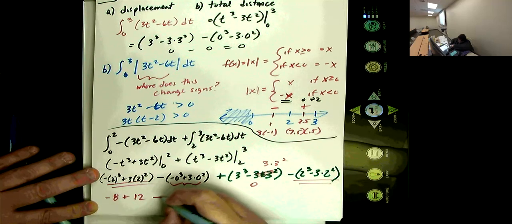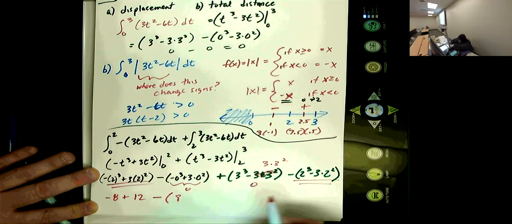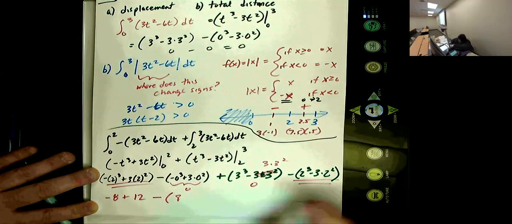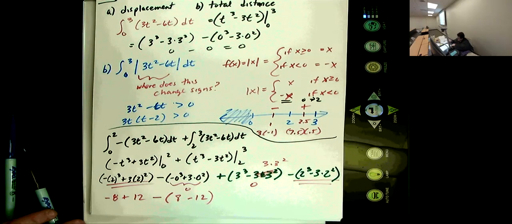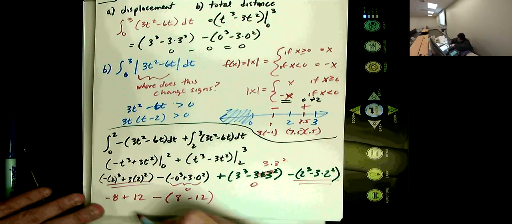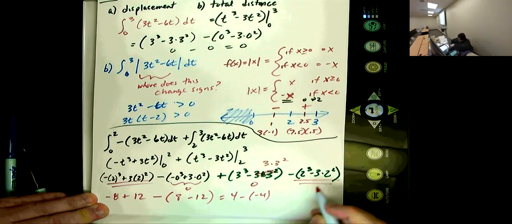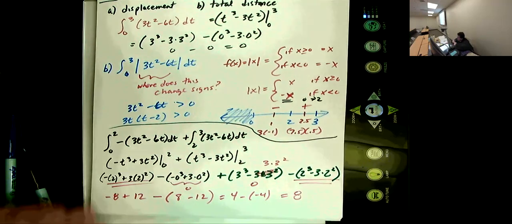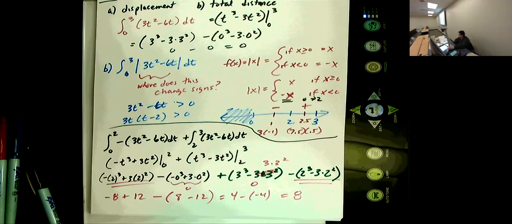Then I have a minus 8 minus 12. Four minus negative 4 is 8. So while its total displacement was 0, it actually moved 8 steps. 4 away and 4 back.